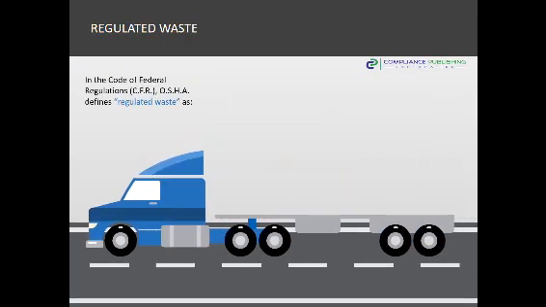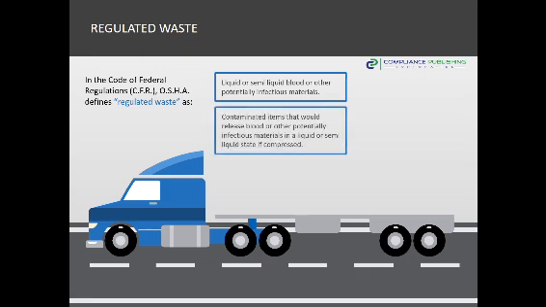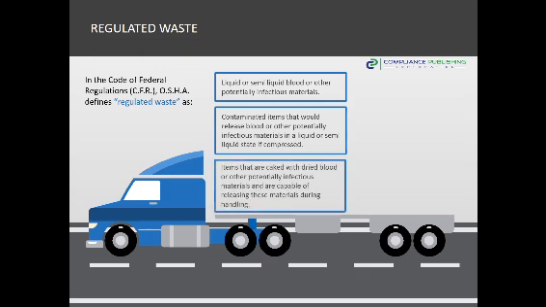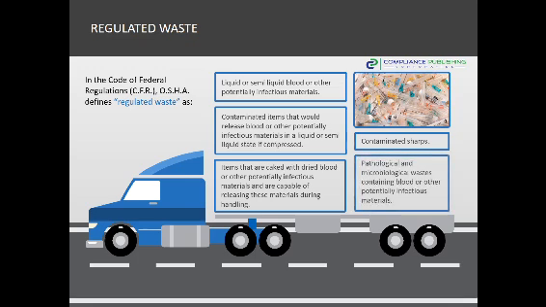In the Code of Federal Regulations, OSHA defines regulated waste as liquid or semi-liquid blood or other potentially infectious materials, contaminated items that would release blood or other potentially infectious materials in a liquid or semi-liquid state if compressed, items that are caked with dried blood or other potentially infectious materials and are capable of releasing these materials during handling, contaminated sharps, and pathological and microbiological wastes containing blood or other potentially infectious materials.